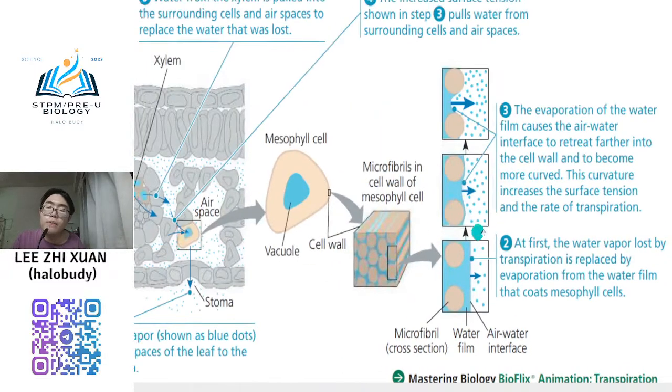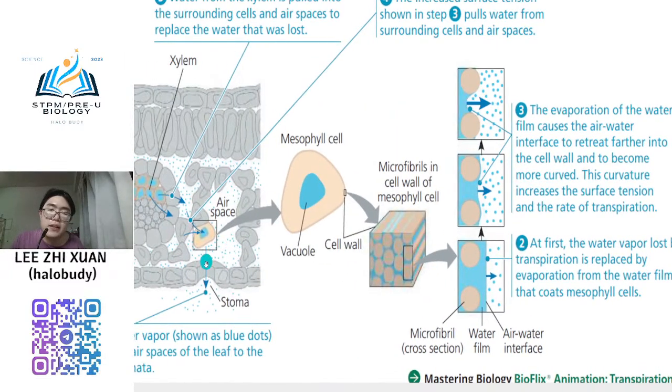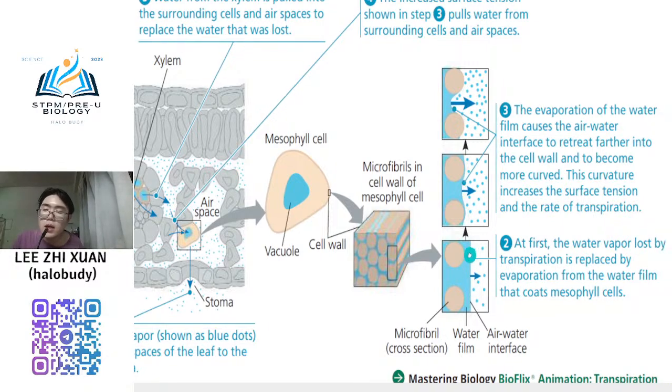Okay, so in the transpiration process, I already said water is evaporated. So where is the water evaporated? Water is evaporated here, from the water film. So when your water molecules start to evaporate, it means your plant cell wall, your mesophyll cell wall, is now losing water. So the evaporation of the water film will cause the air-water interface to retreat farther into the cell wall and to become more curved. It will become a curved shape. And then this curvature will increase the surface tension and the rate of transpiration.